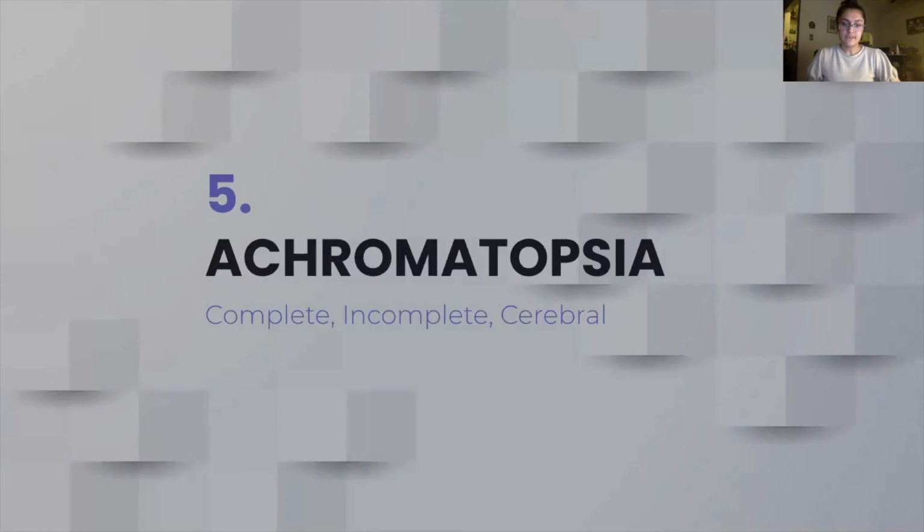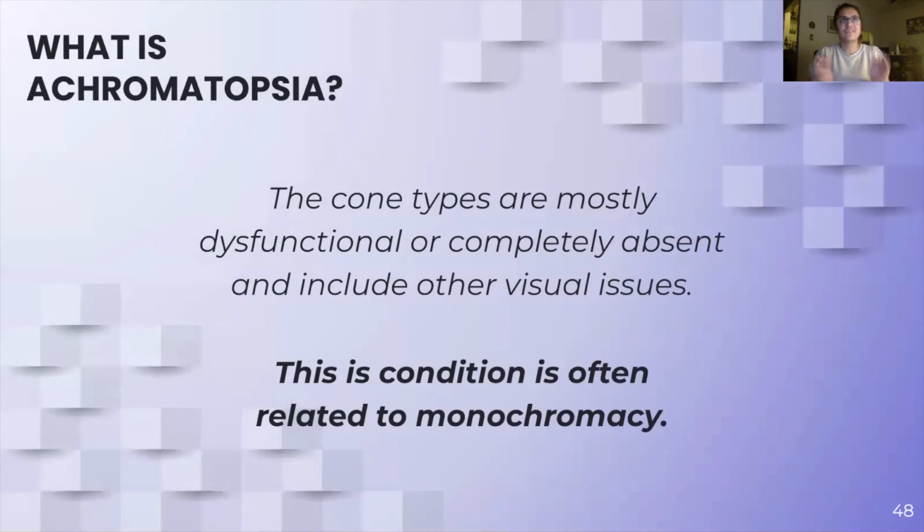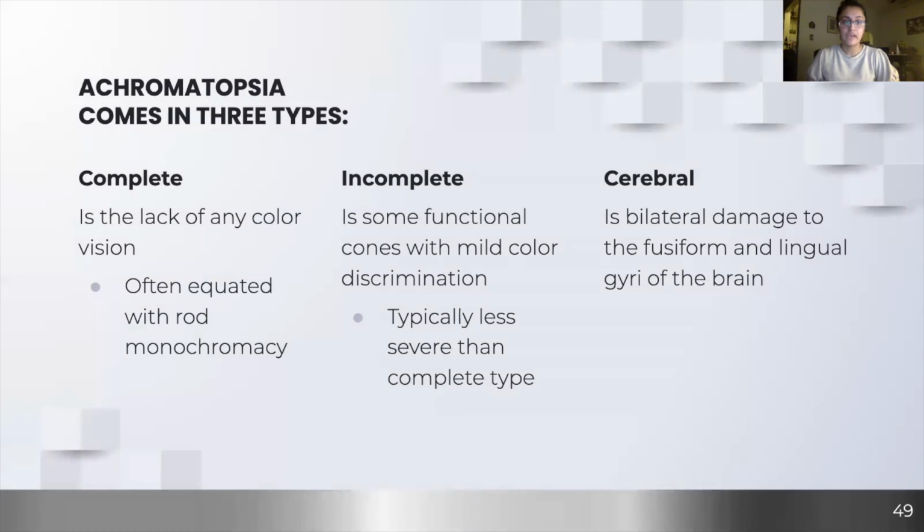Now, achromatopsia. It's when the cone types are mostly dysfunctional or completely absent, and it also includes other visual issues. This condition is often related to monochromacy. It comes in 3 types: complete, which is the lack of any color vision, and it's often equated with rod monochromacy; incomplete achromatopsia, which is where there are some functional cones with mild color discrimination. It's typically less severe than the complete type. And there's cerebral achromatopsia, which is bilateral damage to the fusiform and lingual gyri of the brain, which are to your sides.